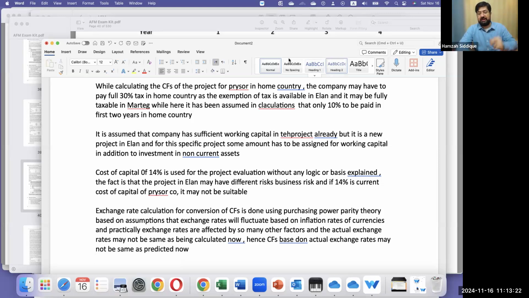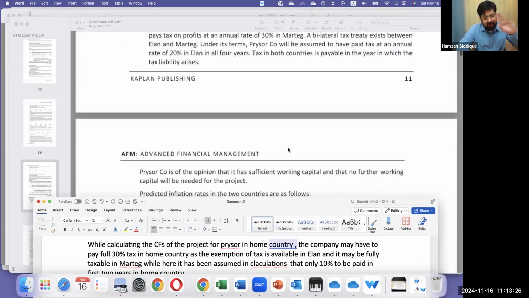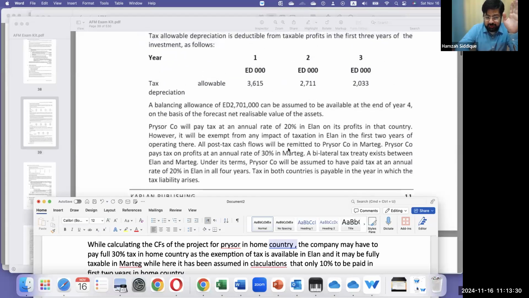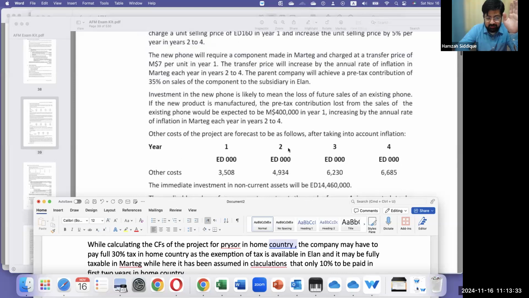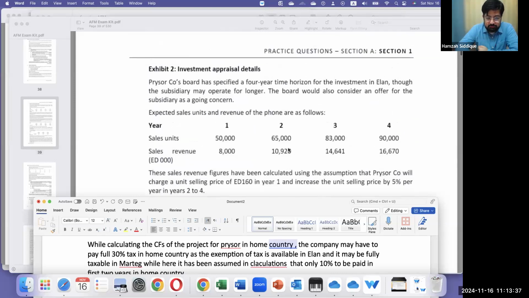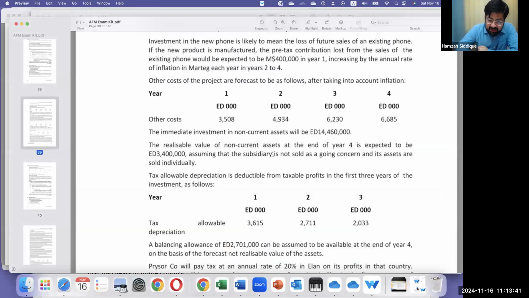So 5 points are done. 1 point I did not discuss. There is another point. Never discuss more than required. So the 6th point was over here, which I was reading. Yes, assuming it is not a going concern, assets are sold individually. It is too pessimistic. A very small amount.